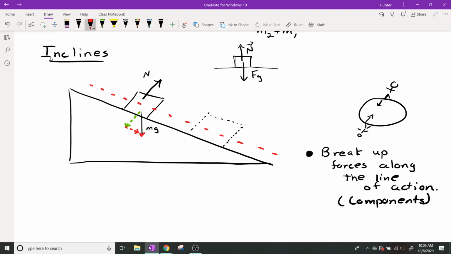Okay. Oh no, there's a dot there now. There we go. Okay, so it's going to accelerate according to that arrow.